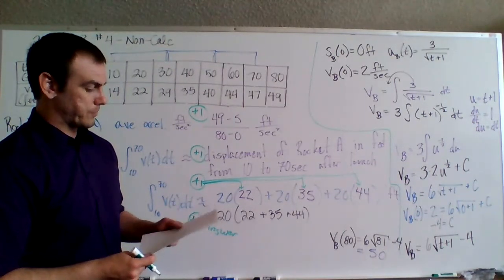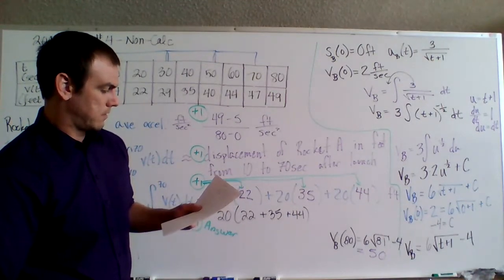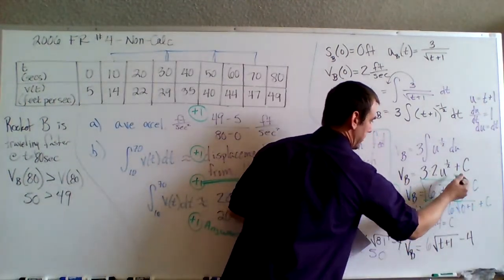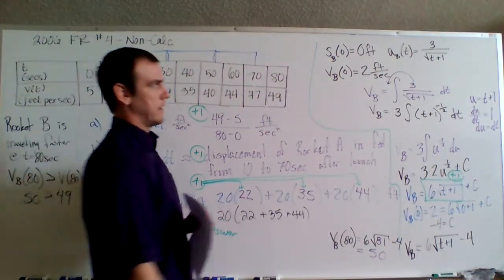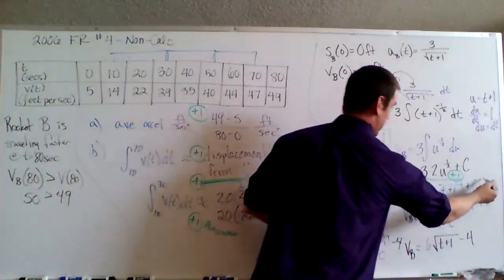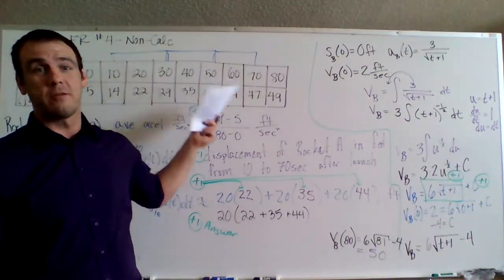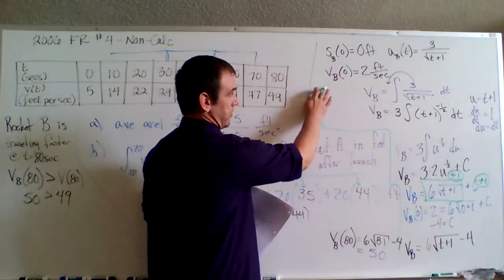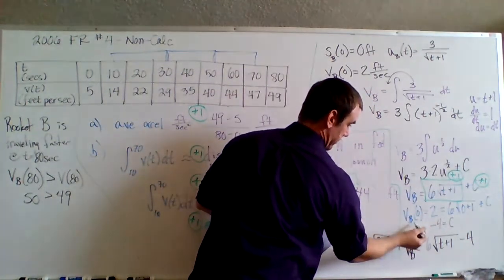Alright, so for part C, you're going to get 1 point for getting 6 square roots of t plus 1. So basically they're giving you that point if you integrated acceleration correctly. You're going to get 1 point for having a plus c here. Remember, this is 2006. You don't typically get that point anymore. You get 1 point for using that initial condition where VB of 0 equals 2. Typically they're going to tie those together now.